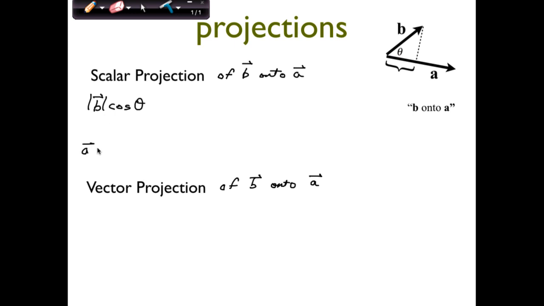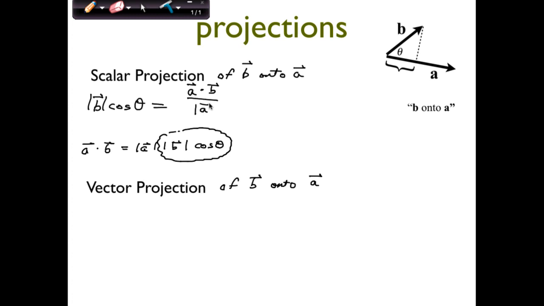What's the dot product? A dot B is magnitude of A, magnitude of B, cosine theta. So how can I rewrite magnitude of B cosine theta in a different way using dot product? So this is what I'm asking about, right? So what does that equal? No, just do algebra. What would you do to isolate this, right? You're just doing algebra. The dot product divided by magnitude of A. Do you see it?